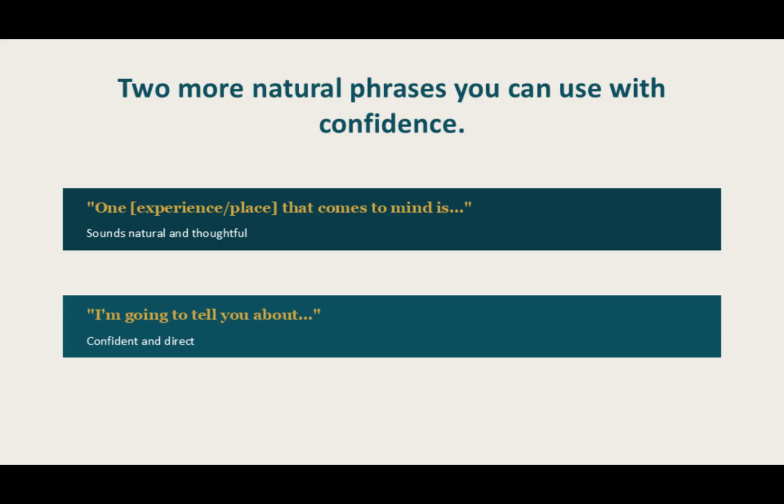And the last one we can look at is I'm going to tell you about, right? So this one is very direct. It just gets straight to the point. So I'm going to tell you about the book I've read. I'm going to tell you about the place I visited. So sometimes these phrases interlink, right? Like before we had the place I want to describe, now we can say I'm going to tell you about the place that I visited. So it sometimes interlinks and goes together.